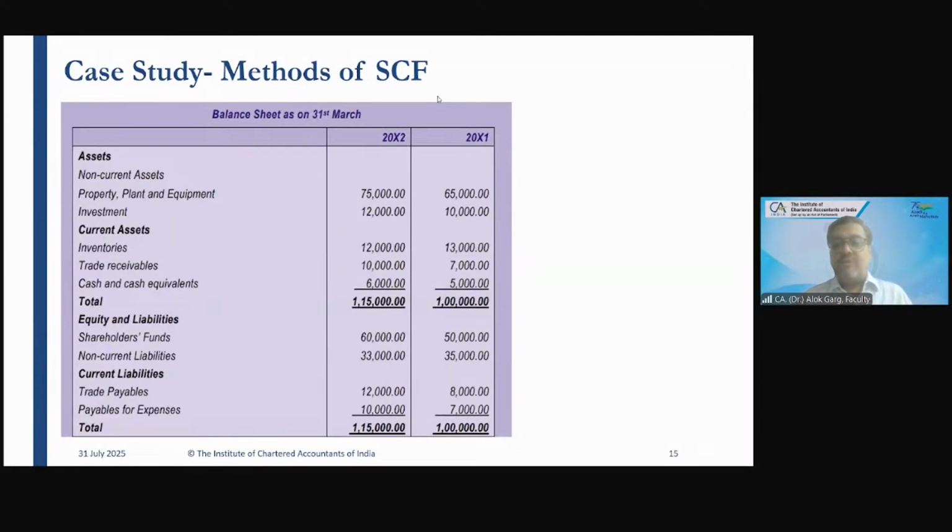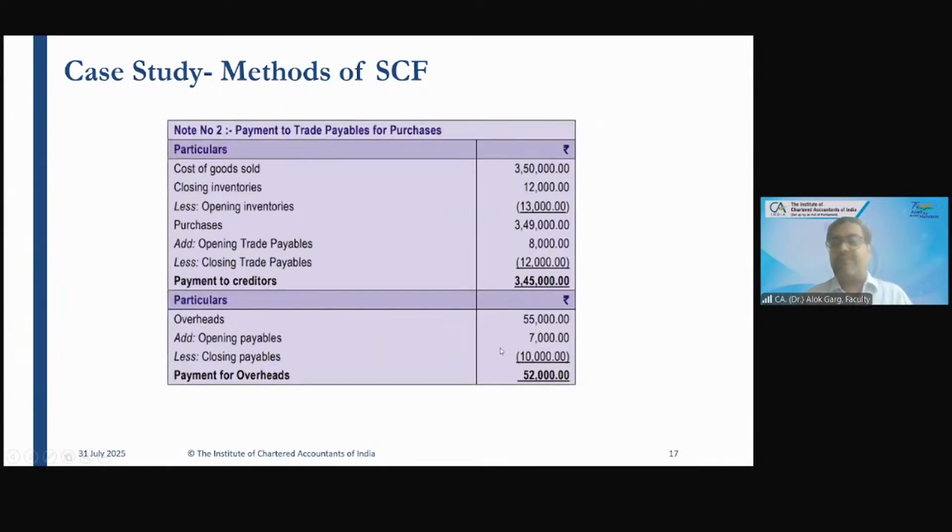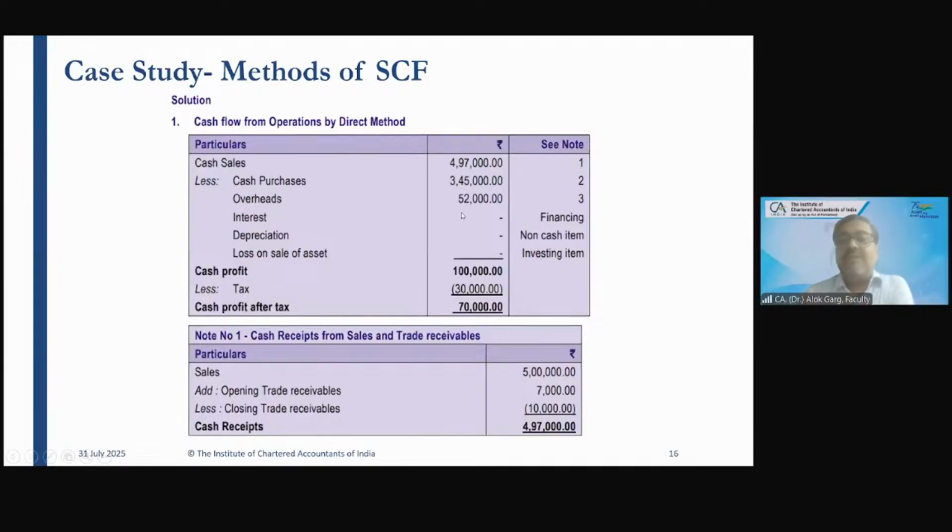But there is a payable also. 7,000 was the opening, 10,000 is the closing. Means 55 plus 7 minus 10. What is the amount? 55 plus 7 minus 10 is 52,000. So 52,000 is the overhead which is paid, right? So this is how this is prepared.